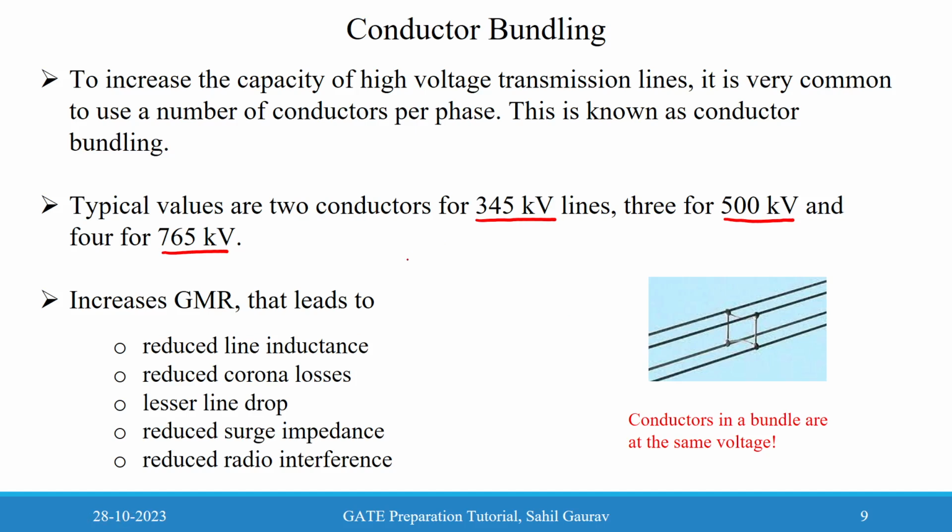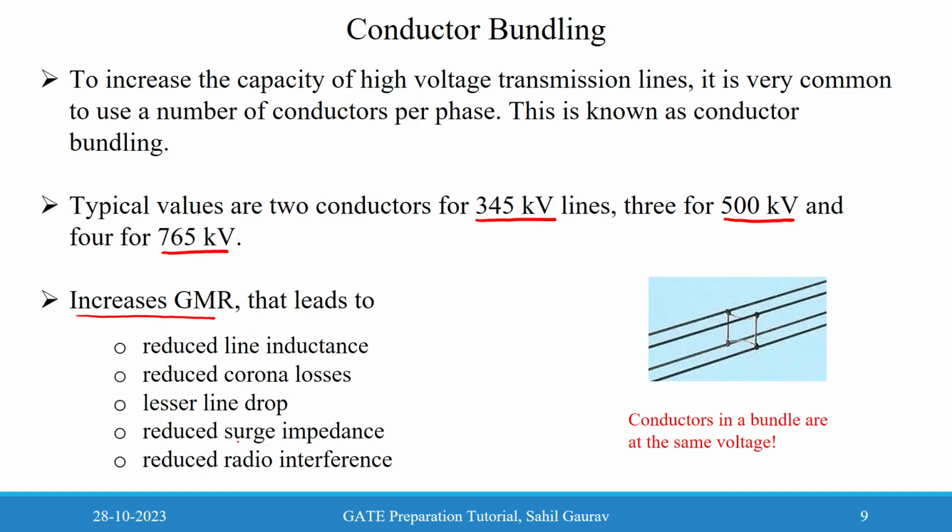As we increase the capacity of the high voltage transmission line, that also leads to an increase in the GMR, geometric mean radius. We will see how we can find this geometric mean radius. By bundling conductors, the GMR increases, and this leads to many benefits. First, it reduces the line inductance, and by reducing the line inductance it reduces the corona losses, and the line drop will also be less.